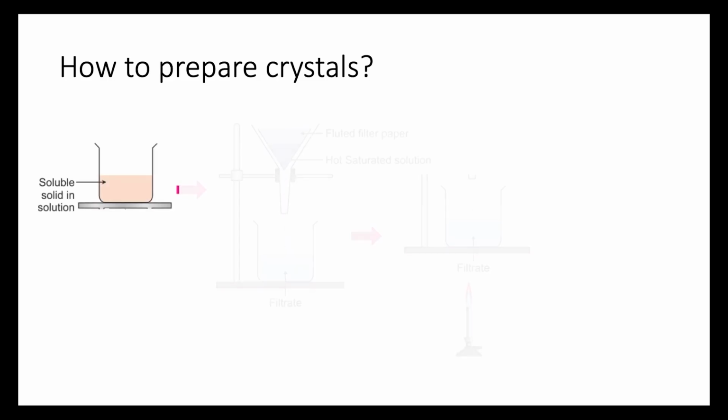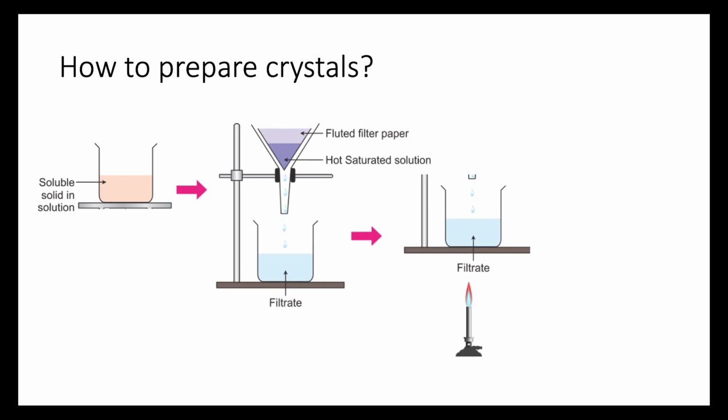To prepare crystals of a salt, dissolve the salt in a solvent and make a saturated solution. Then filter the solution and heat the filtrate. Then allow it to cool undisturbed very slowly at a uniform rate to obtain crystals of the salt.